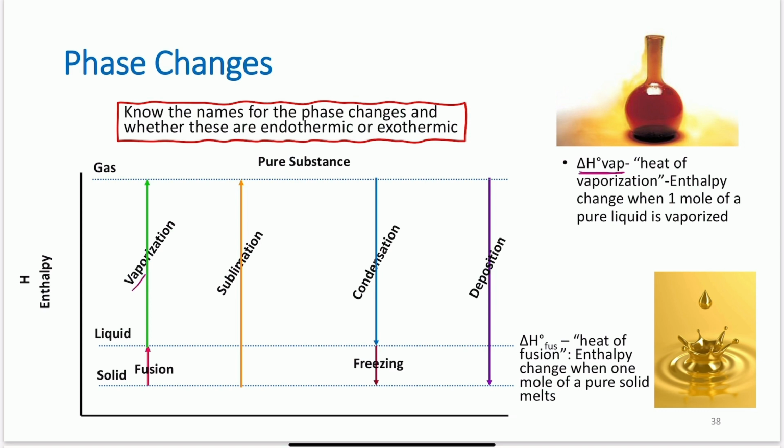So again, you do need to know these terms here. You need to recognize what phase change they represent, and you need to know if they're endothermic or exothermic. You also need to understand delta H vaporization and delta H of fusion. Vaporization is 1 mole of a pure liquid being vaporized. Delta H of fusion is 1 mole of a pure solid being melted. We say the crystals melt, they fuse together when they melt, so that's kind of where the word fusion comes from.